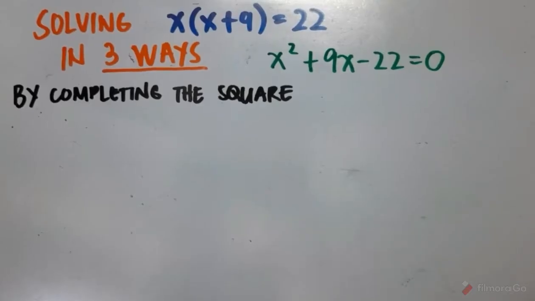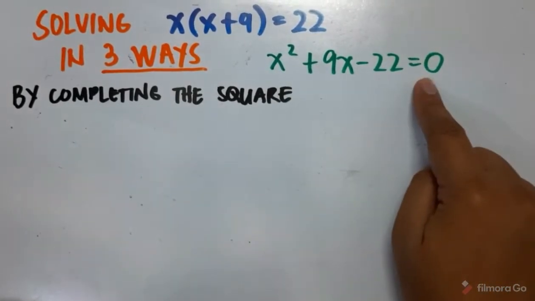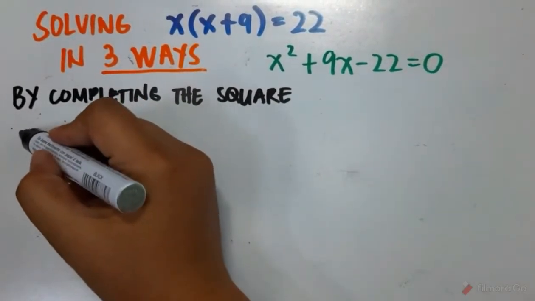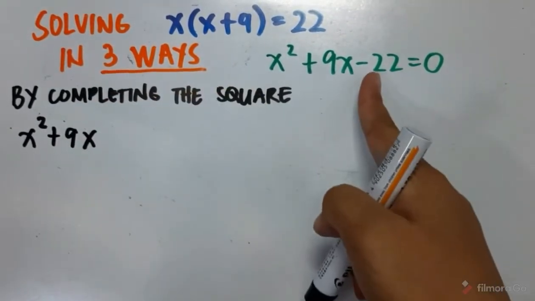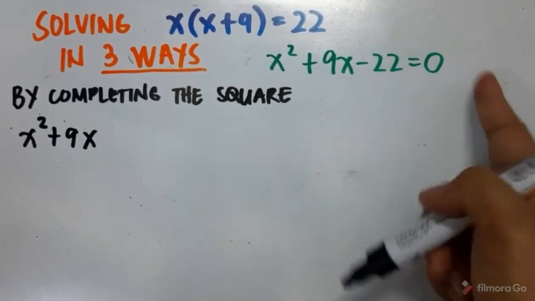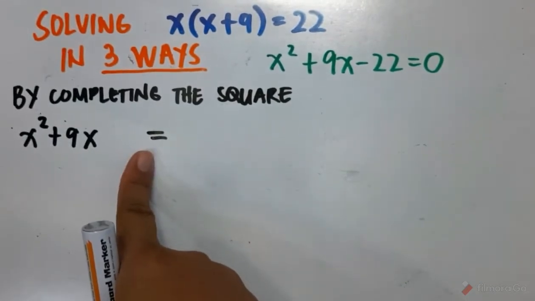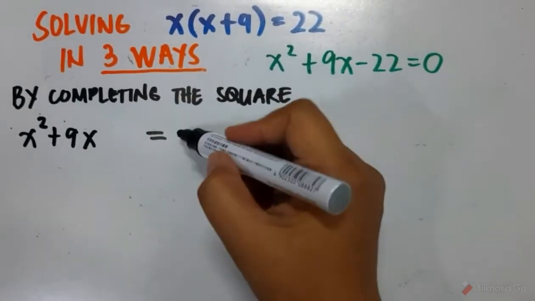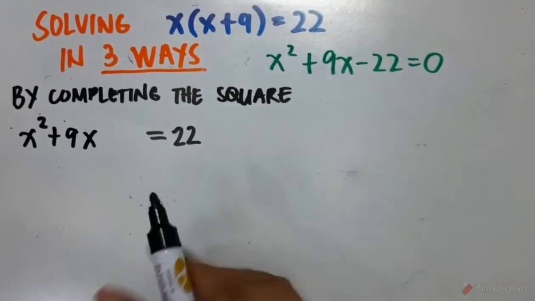In completing the square, let us remember that the variables should be on the left side, and the constant should be on the right side of the equation. So, from the standard form of the equation, we will now rewrite it as x squared plus 9x, and we will transfer that negative to the other side of the equation and put space to make that left hand side a perfect square trinomial. Positive 22. Negative goes to the other side, becomes positive.